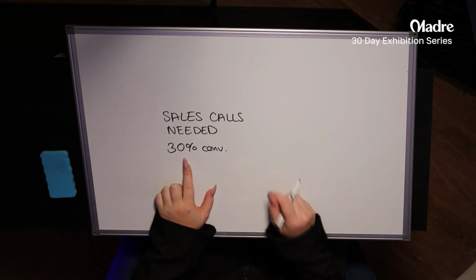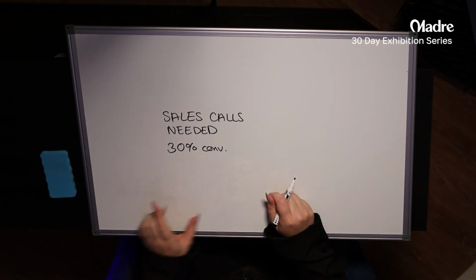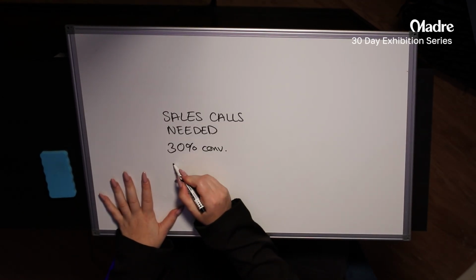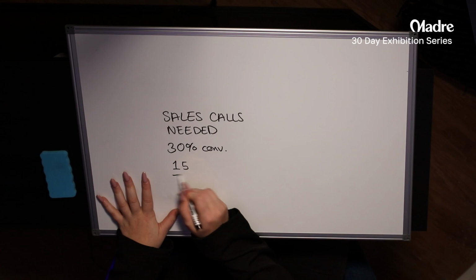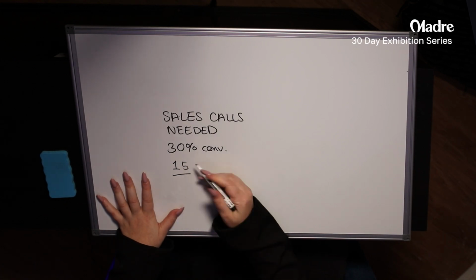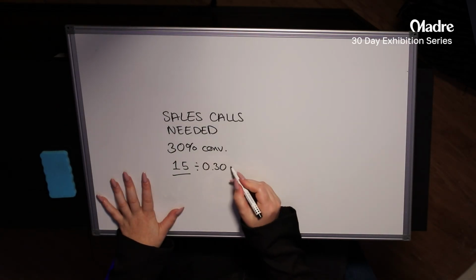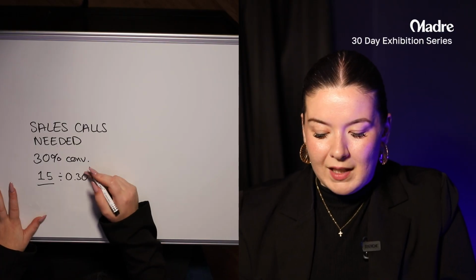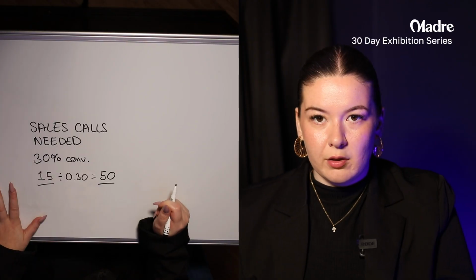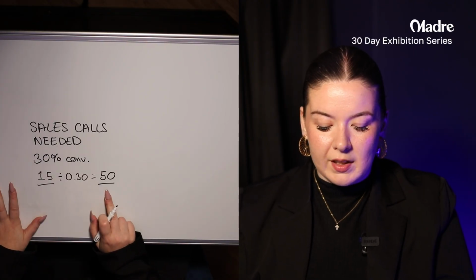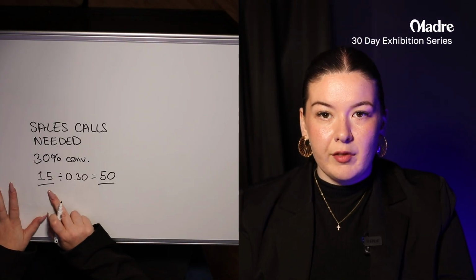So because we know that the conversion rate for the sales guys is 30%, then what we want to do is the 15 customers that we need to get, we're going to share that by 0.3 so that we can get the percentage. So that means to get 15 customers from our sales calls at 30%, we're going to need 50 sales calls. So of 50 sales calls, that will get us 15 customers if we have a 30% conversion rate.